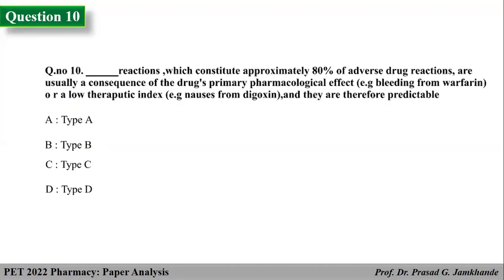Next question. Dash reactions, which constitute approximately 80% of adverse drug reactions, are usually a consequence of the drug's primary pharmacological effect. Example, bleeding from warfarin, or a low therapeutic index. Example, nausea because of digoxin. And they are therefore predictable. This type of drug reaction belongs to which particular category? And the correct answer is type A.